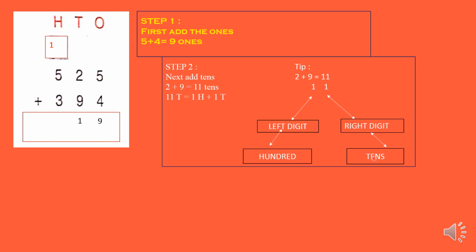Okay, this is the second step. Again I'm saying, if you add 2 plus 9 is equal to 11. So 11 tens, how are we able to write 1? Always the right side digit. You know right hand and left hand? The right side digit will always go under the tens column, the left side digit will always go under the hundreds column, or will go up for carry over. Okay, so step 2 over.